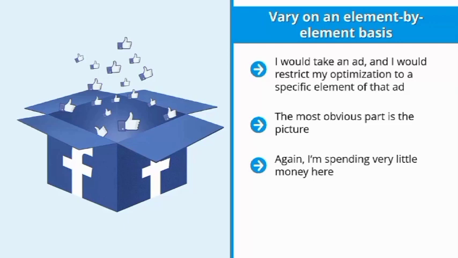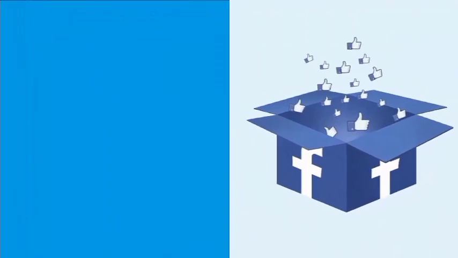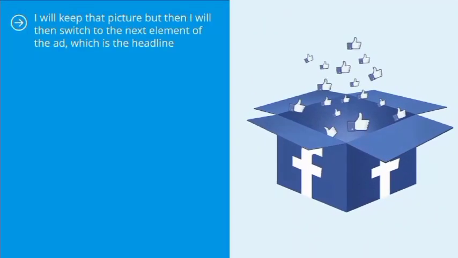Again, I'm spending very little money here. I just want to see an improvement in click-through rate for that element that I'm varying. Once I have reached a plateau and I can't improve any more on that element, I would then switch to another element. For example, if I'm running a campaign for dog food and I notice that my best performing picture after a series of variations is a picture of a chihuahua that seems to be smiling, I will keep that picture, but then I will switch to the next element of the ad, which is the headline.